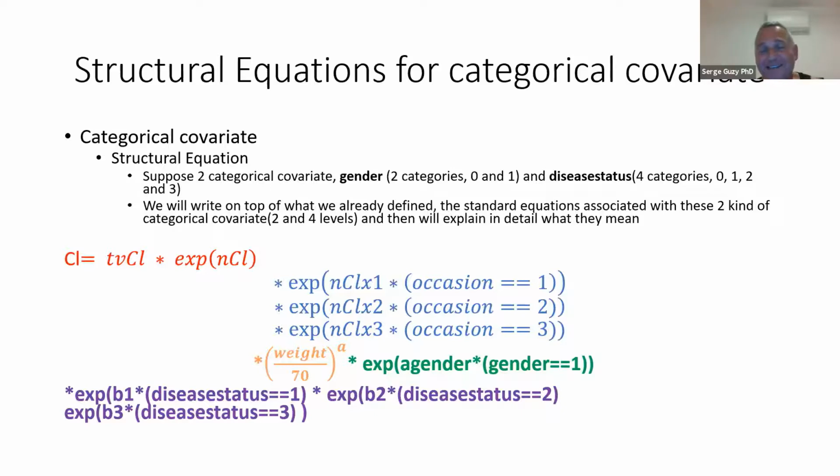in simple terms. Again, later on, next time I'm going to talk about the likelihood. But let's say that I didn't have any algorithm. Okay, the program is going to take each individual and suppose that it's going for a patient is going to start with a certain value for TVCL, and the program again is going to try specific value for NCL, for NCLX1, NCLX2, NCLX3, and A gender, and B1 and B2. That's just an example.